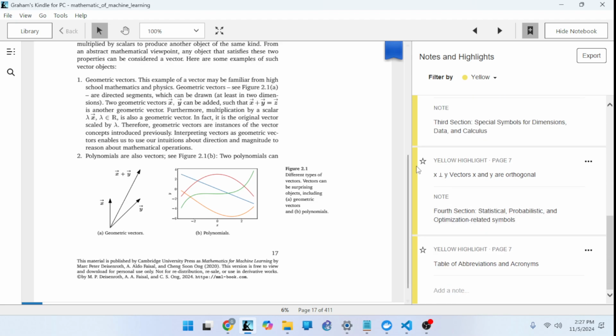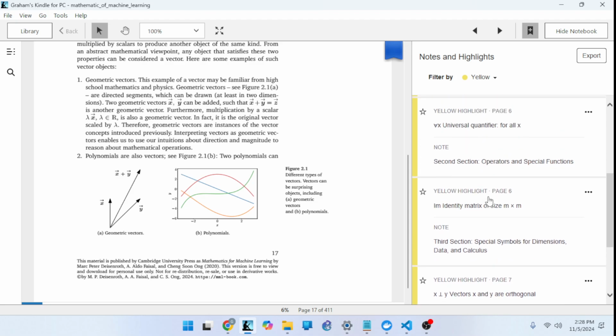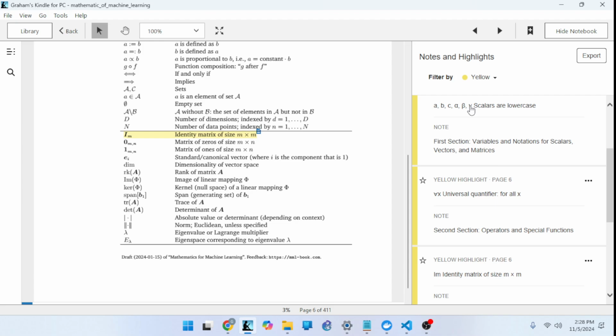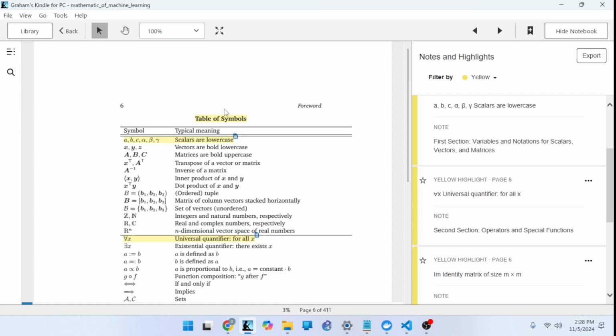So now we're talking about vectors, right? So we're going to need to go to this section here that talks about vectors. Yep. So this part here talks about vectors.